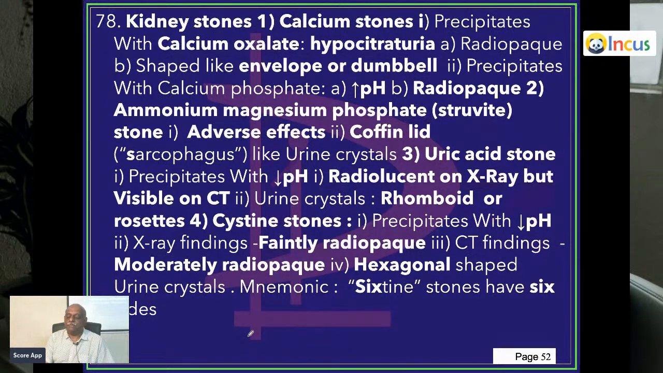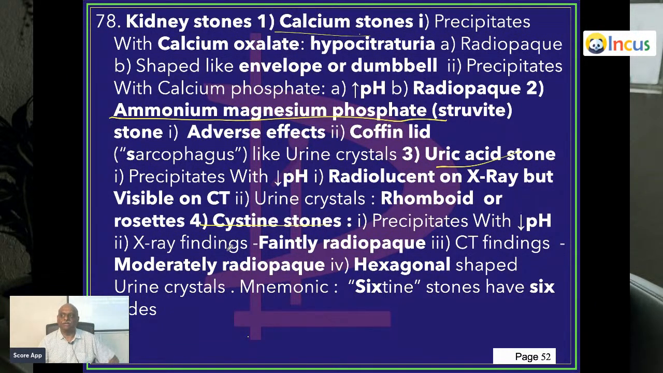So how many types of kidney stones? Calcium stones, right? Then you have ammonium magnesium phosphate stone, which is called struvite stone, uric acid stone, cystine stone. One or two comments about each of them.